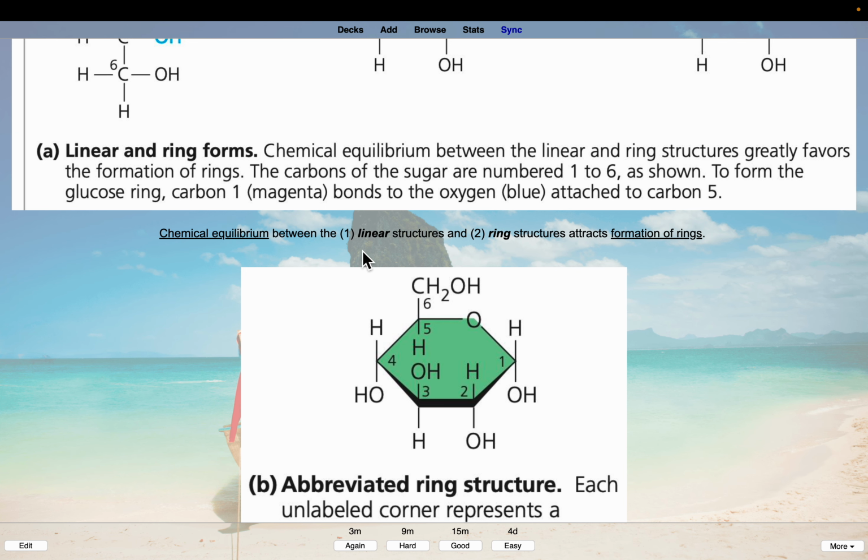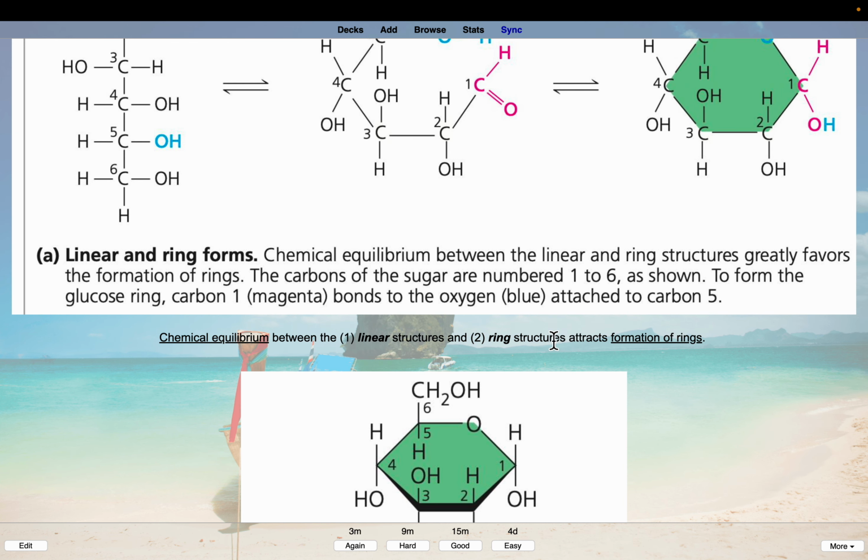Chemical equilibrium between the linear and ring structures attracts the formation of rings.